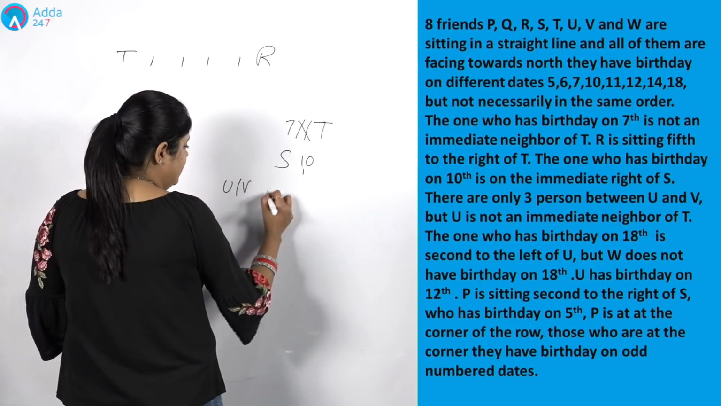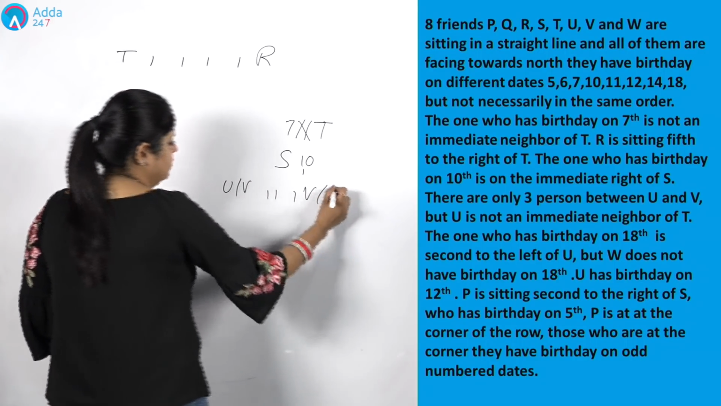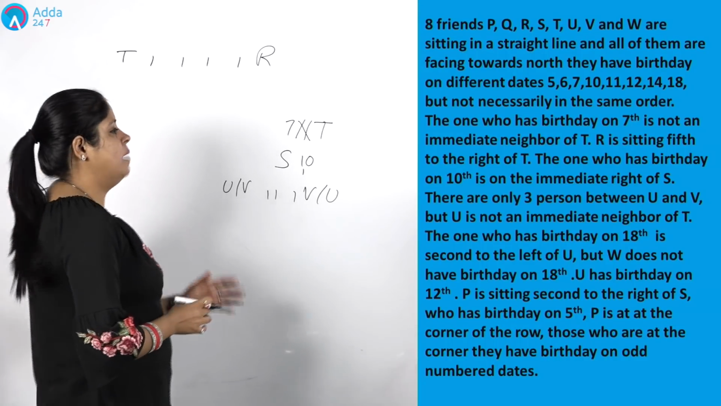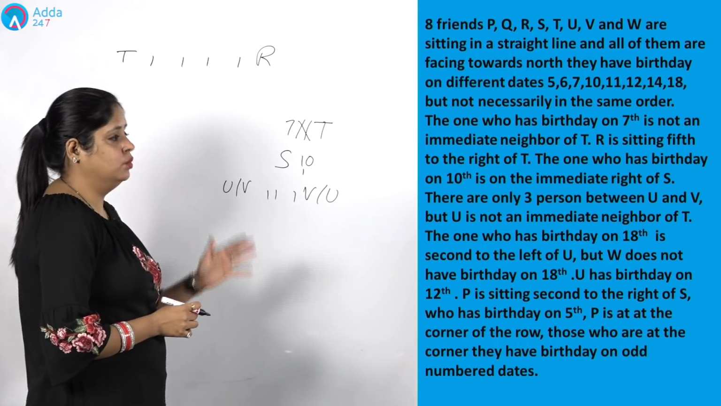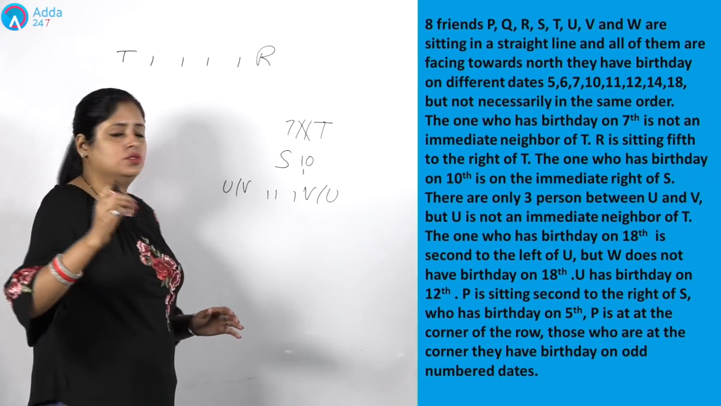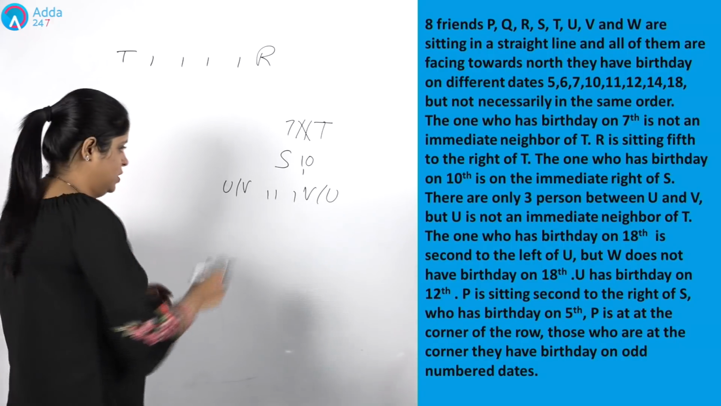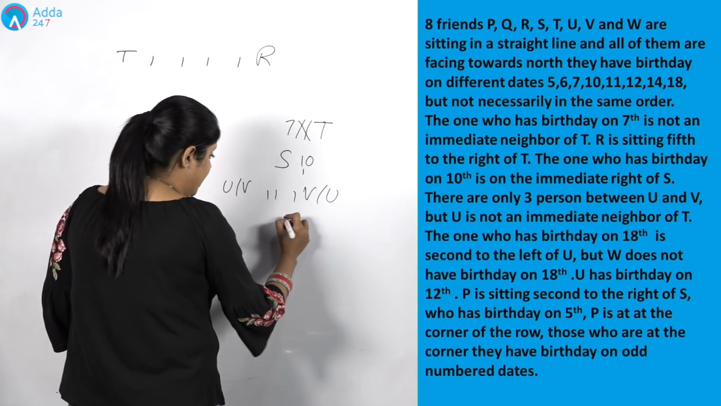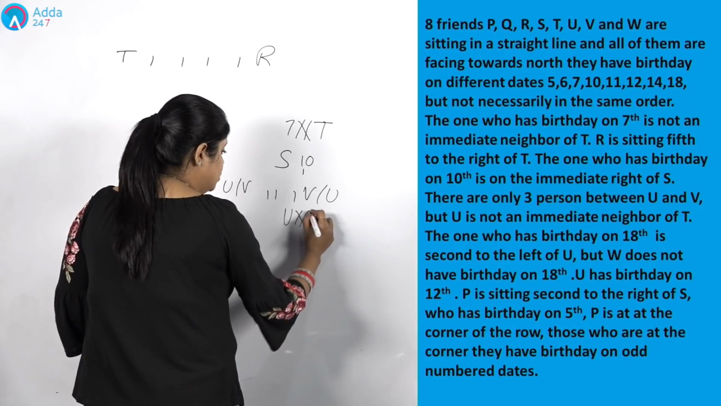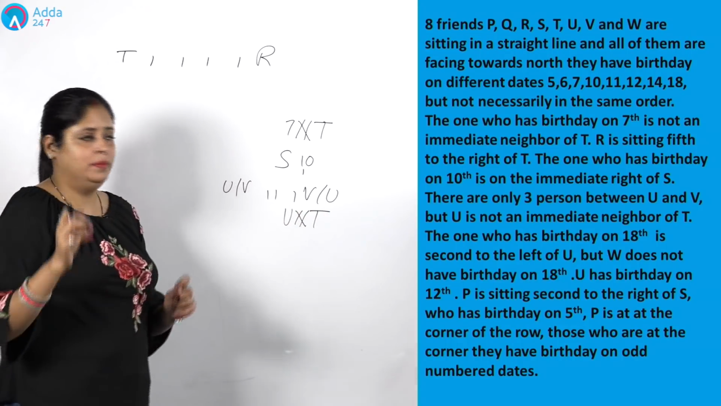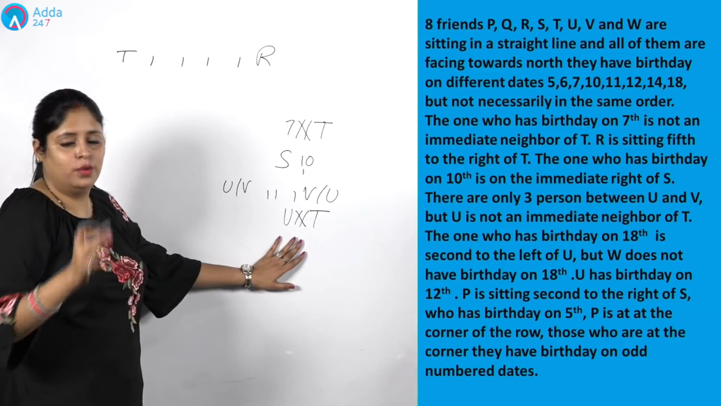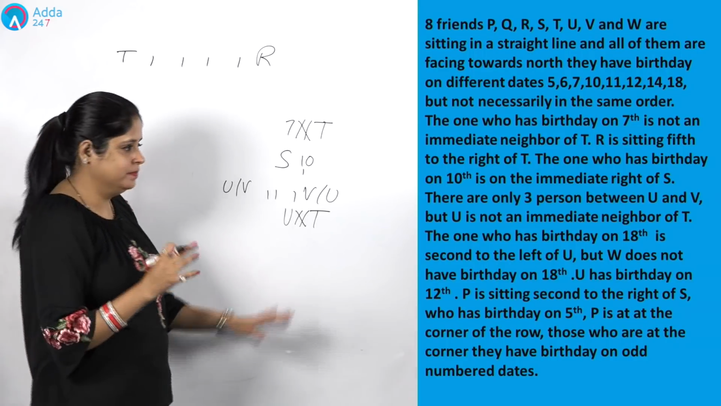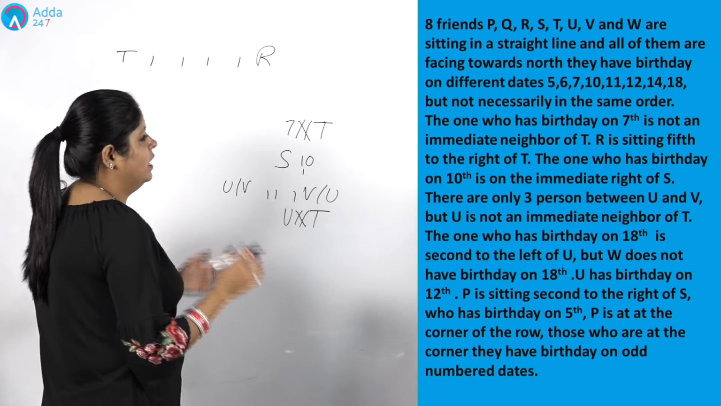So U and V, a gap of 3%. There is a gap of 3% between U and V, but U is not an immediate neighbor of T. There is one more piece of information related to U, and it says that U is not an immediate neighbor of T, which means I can't write them next to each other. Okay, fine. Let's deal with the other information.